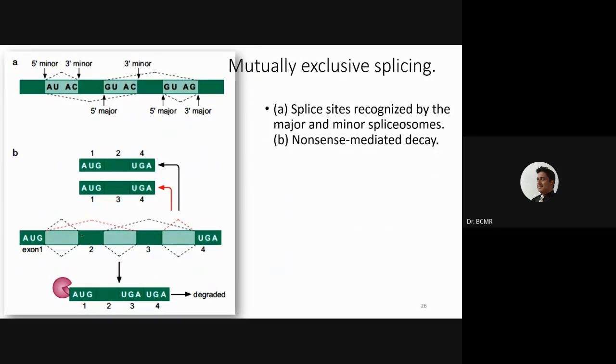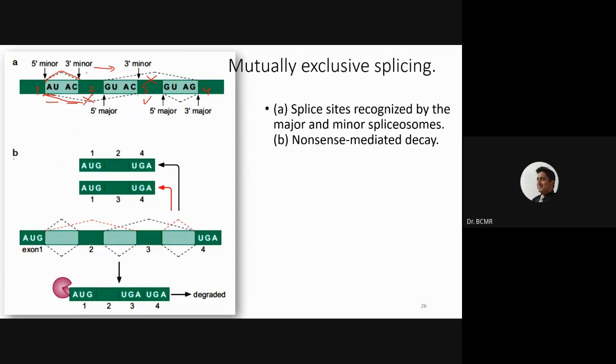Like in this case, you can see that you have a minor, that is AU-AC, splice site, and this AU can form something like this. I mean splicing, or this is 1, 2, 3, and 4. And so it might skip 2 in this case and then splice with 3, right? In the top phase, if you see, it has skipped 3 and 2 is included. So that is how mutually exclusive splicing can happen.